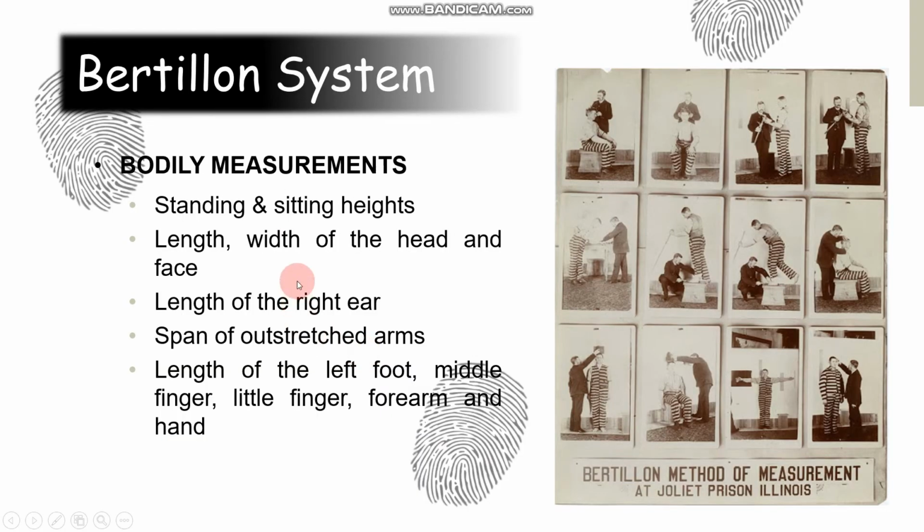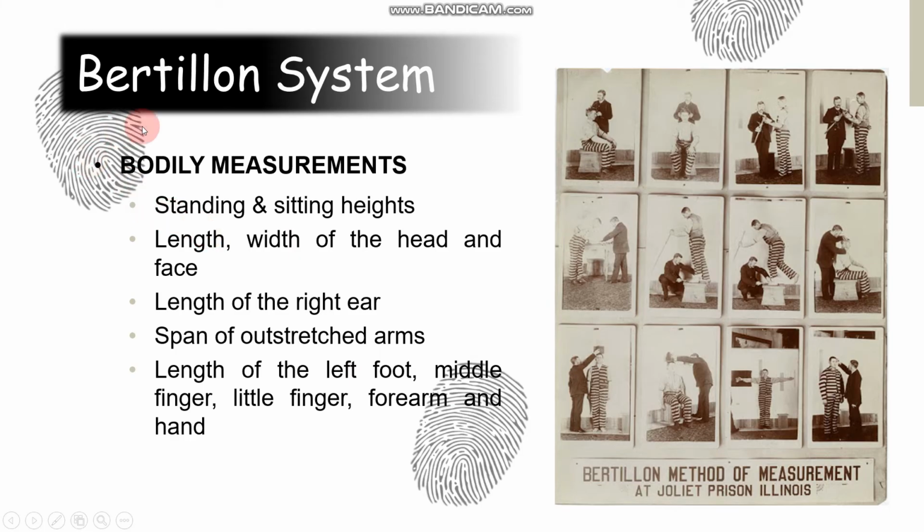So, the bodily marks, sinasama din natin dyan kung mayroon bang mole, scars, and tattoo, or any other marks sa katawan ng isang tao. And then, the photographs of the full face and the right profile. So, ito yung isa sa example ng profile ng isang tao na kinuhanan siya through the use of Bertillon system. So, descriptive data and the photographs, kinuhanan siya. And then, ito pa yung isa.